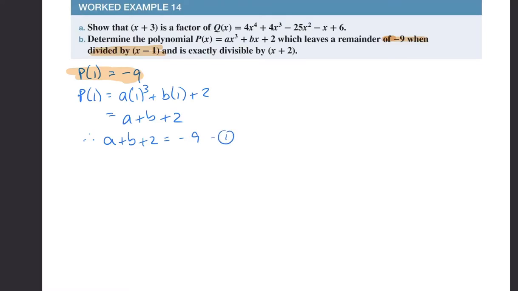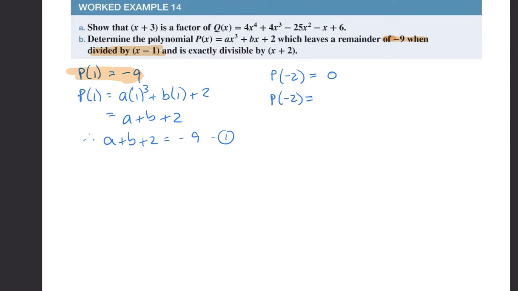My second part of the information they give me is that it's exactly divisible by x plus 2. That means that when x is negative 2, p(negative 2) will give me 0, because the remainder equals 0. So if I substitute negative 2 into my equation, my remainder will be 0 if it's divisible by x plus 2. So what is p at negative 2?